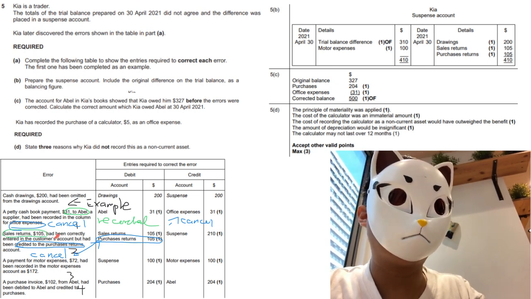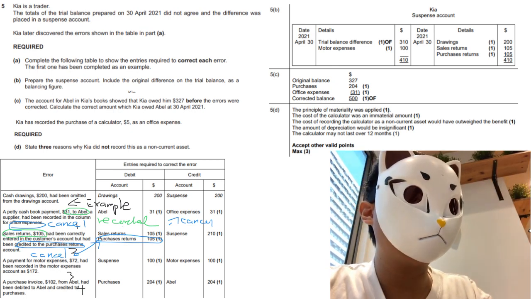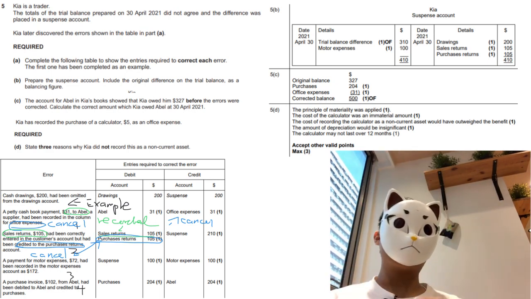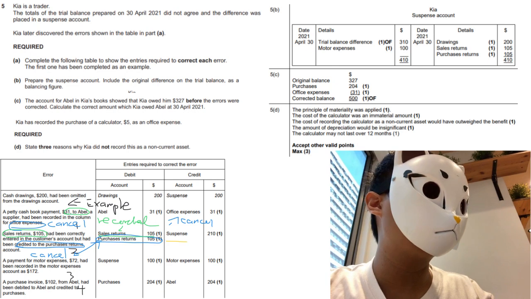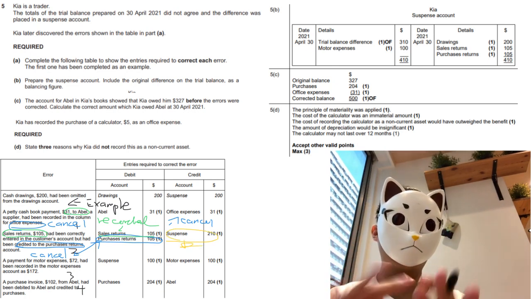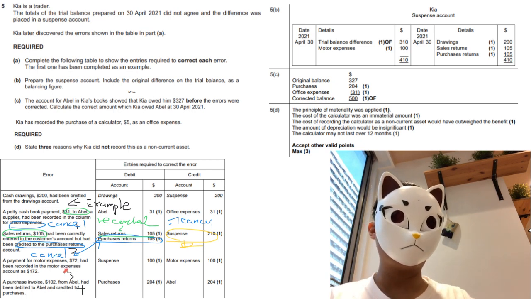As you can see, only the customer's account had been entered, but not the sales return account. So the second thing we need to do is record it by debiting it. The last thing we need to do is open a suspense account to record this kind of error. Let's jump to error 3.